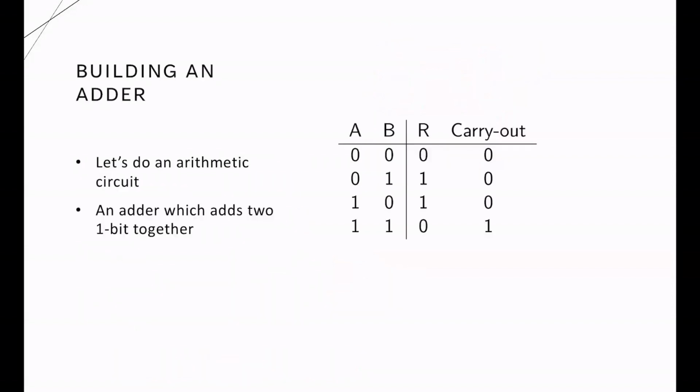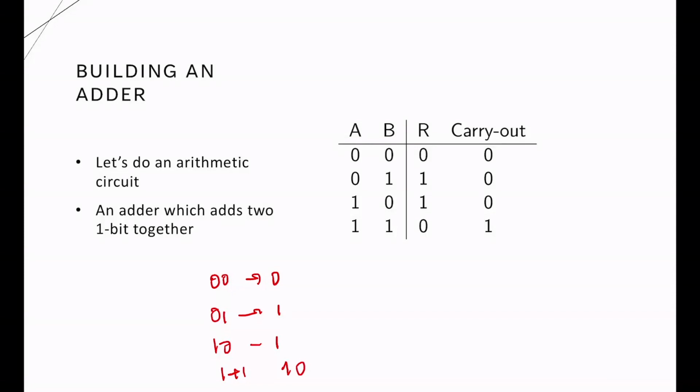So another arithmetic circuit that we did before in the ALU is the adder. The adder is just adding two 1-bit numbers together. So you have A and B, you just add them together, and the output here is R. Since you have 2 binary digits, right? You add 0 and 0, you get 0. You add 0 and 1, you get 1, right? 1, 0, we also get 1. But if you add 1 and 1 together, then you have 1, 0, right?